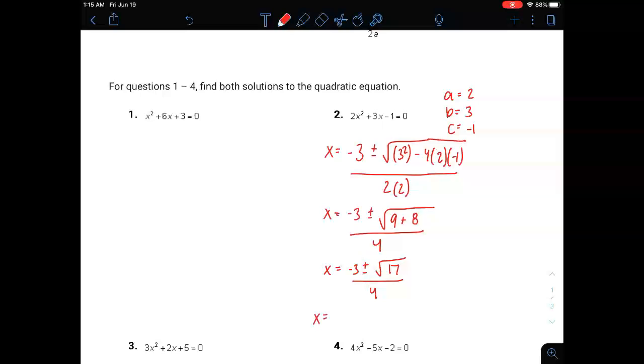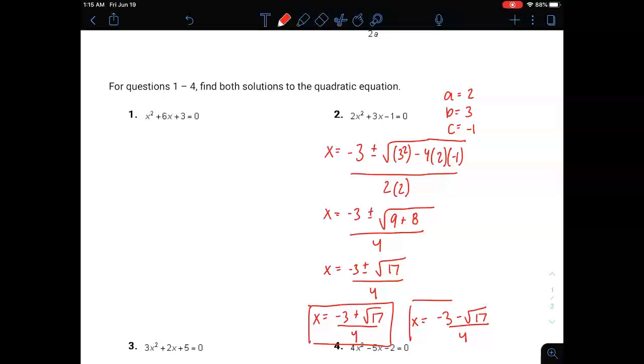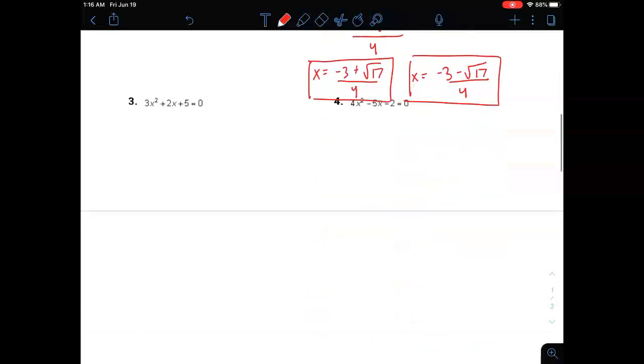So one of my answers is -3 plus the square root of 17 over 4. And the other answer is -3 minus the square root of 17 all over 4. So those are my two solutions to this quadratic equation here. And again, hopefully that seems pretty simple. It's just following the process and what I like to call plug and chug, right? You plug it into the equation and you chug through the different calculations.